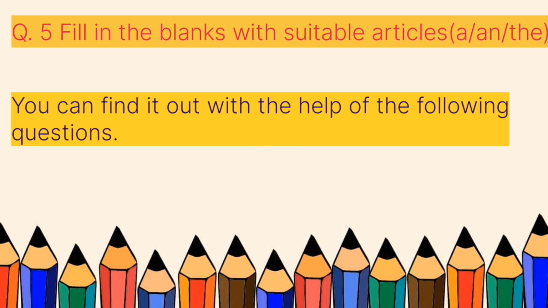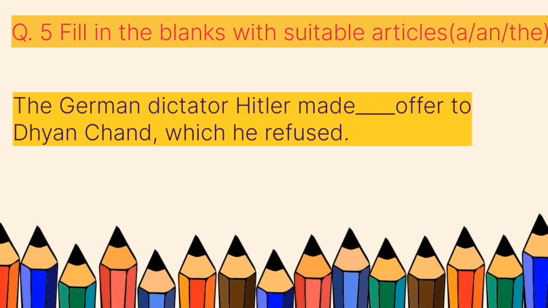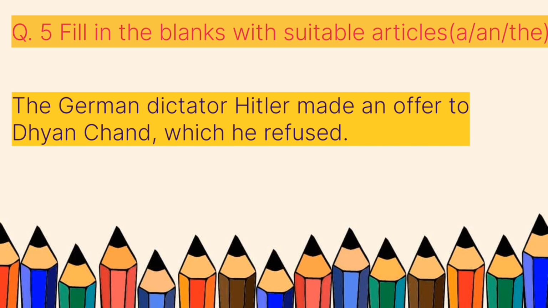Next example: the German dictator Hitler made dash offer to Dhyanchand which he refused. The answer is, the German dictator Hitler made an offer to Dhyanchand which he refused. Here, the article an is used because offer is non-specific and the noun offer begins with the vowel sound O. So, an is used.